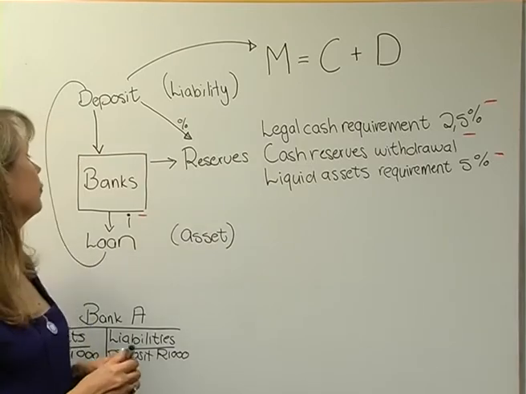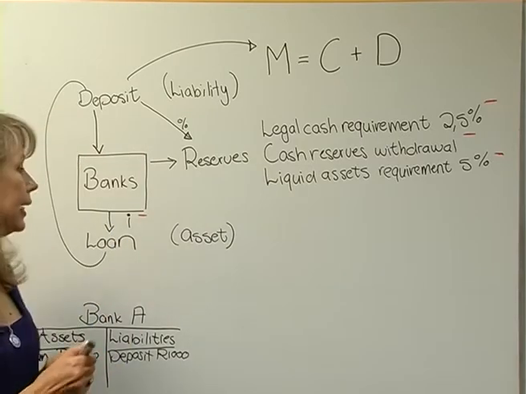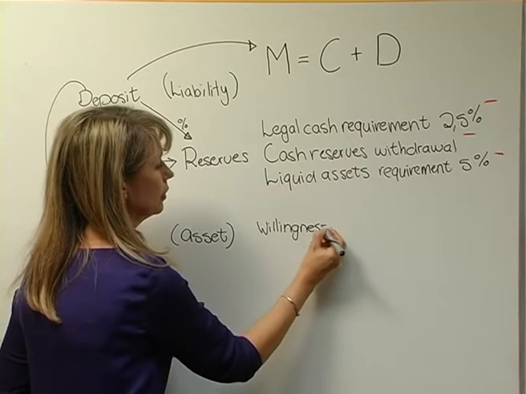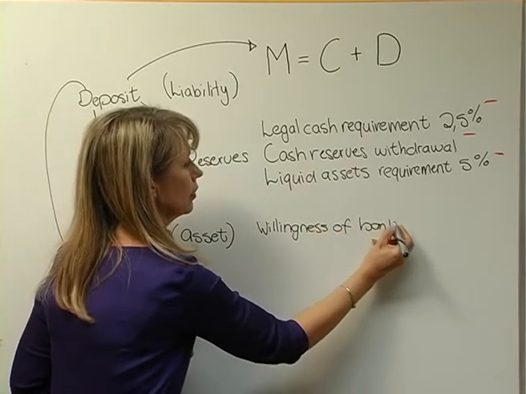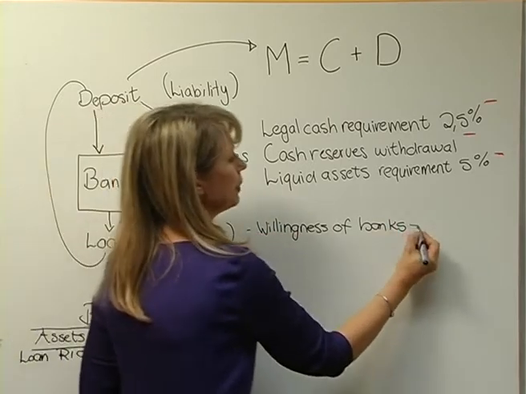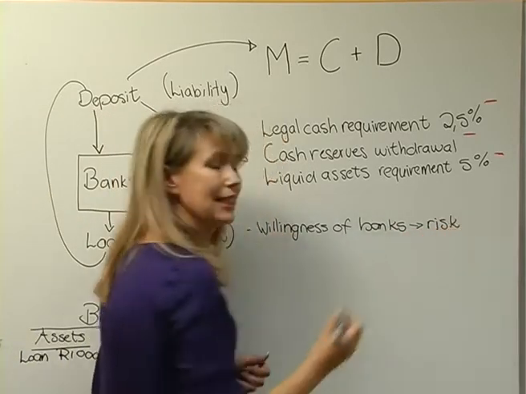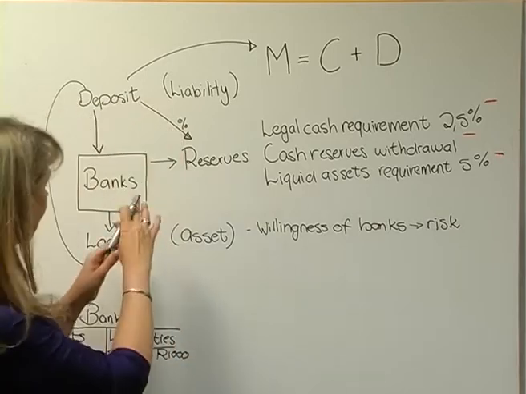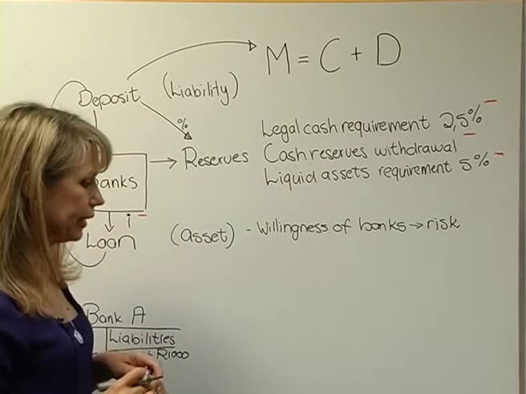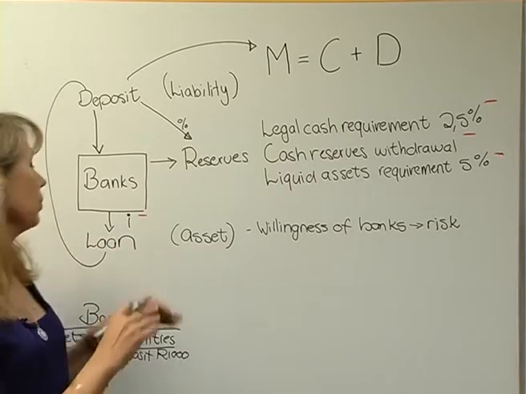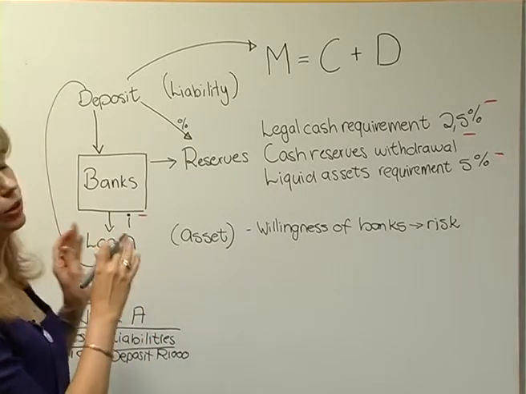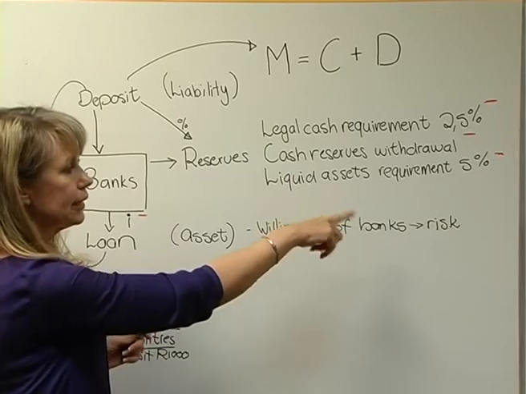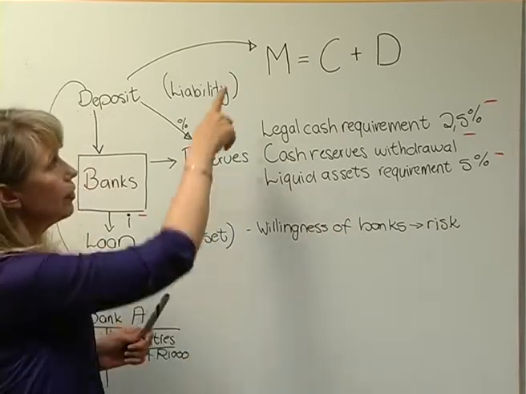Then another factor that will influence the amount of loans that banks can create is the willingness of the bank to create loans. And that will be determined by how much risk the bank is willing to take. If a bank is willing to take more risk, they can give out more loans. If a bank is willing to take less risk, they will be able to give out fewer loans and therefore create less money. And therefore, the more risk a bank is willing to take, the more money they can create.